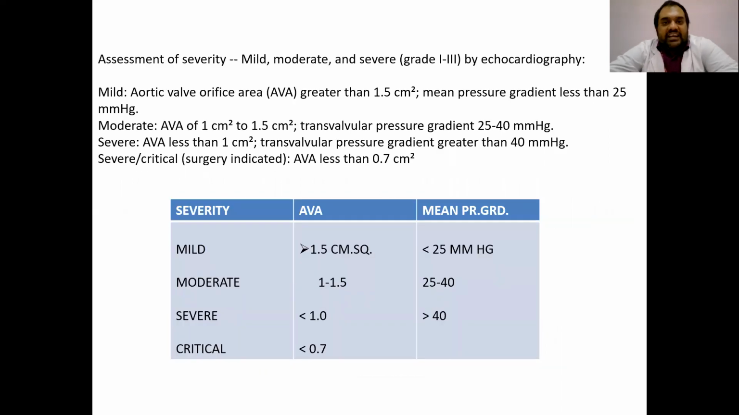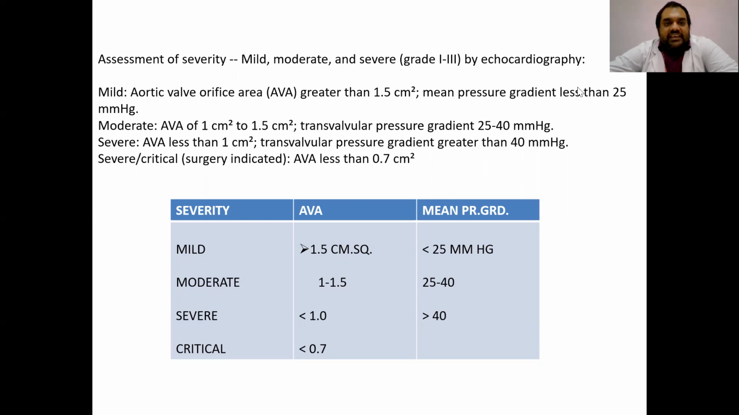The assessment of severity of aortic stenosis: mild, moderate, and severe, grade 1 to grade 3, by echocardiography. Mild: aortic valve orifice area greater than 1.5 centimeter square, mean pressure gradient less than 25 mm of mercury. Moderate: aortic valve area of 1 to 1.5 centimeter square, transvalvular pressure gradient 25 to 40 millimeter of mercury.